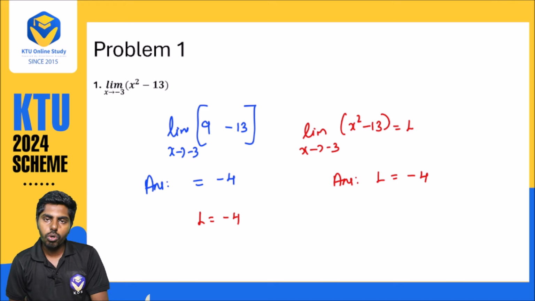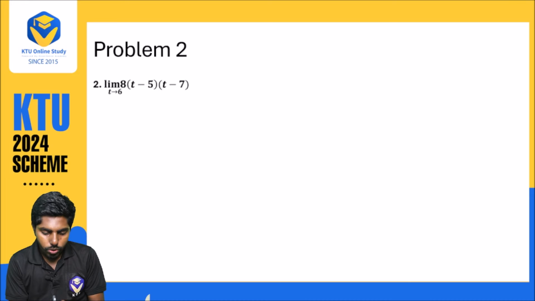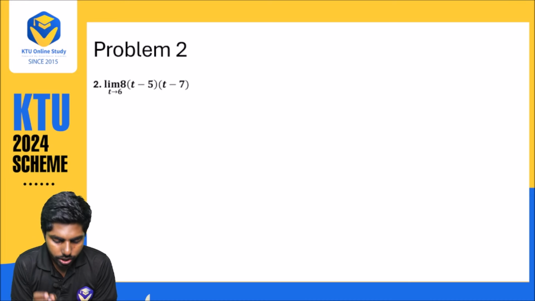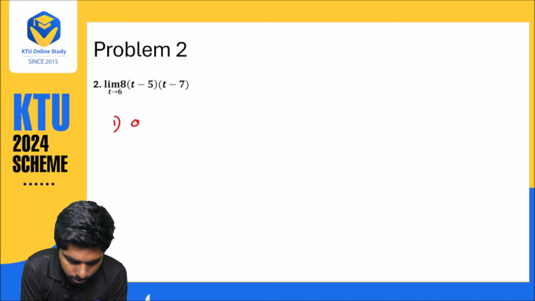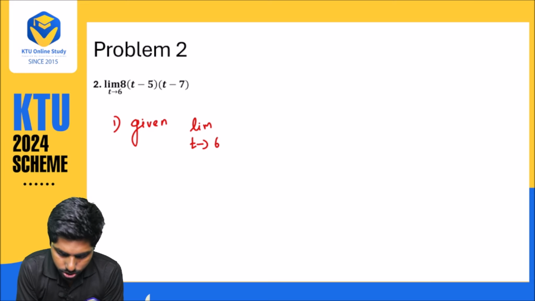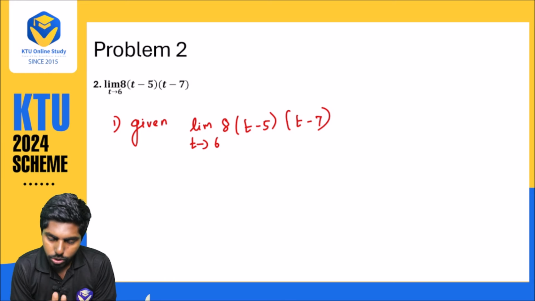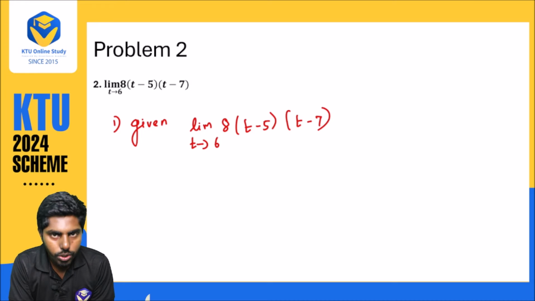Okay, we'll go to problem number 2. In problem number 2, what have they given? It is a product rule. When you see it is a product rule, write the given first. Given: limit t approaches 6 of 8 into t minus 5 into t minus 7. You can either split or you can directly apply.